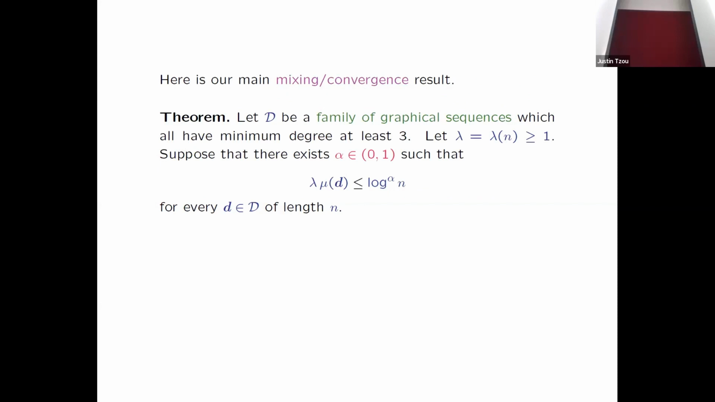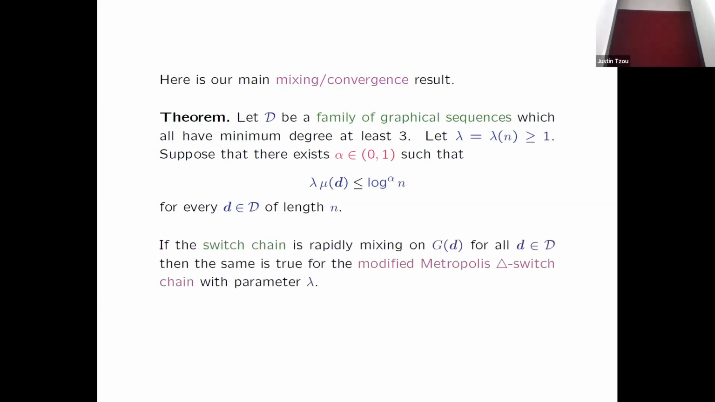Okay, here's our main convergence result. We have a family of graphical sequences. They all have degree at least 3. Lambda is greater than or equal to 1. It might depend on n. We take a parameter alpha between 0 and 1. And our assumption, which is way stronger than we would like, is that lambda times mu is at most (log n) to the alpha. So the expected number of triangles that we can hope to get is at most (log n) to the alpha, which is less than we were hoping, but at least we could prove something in this setup. And it's a conditional result.